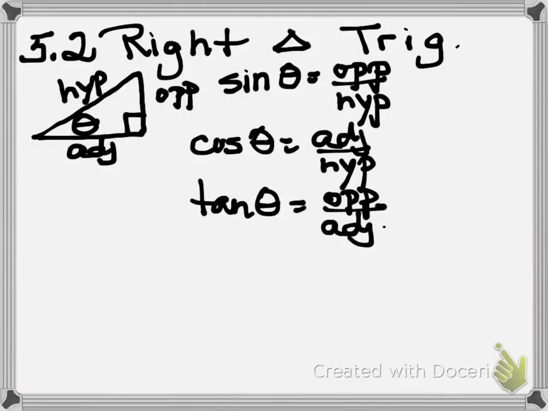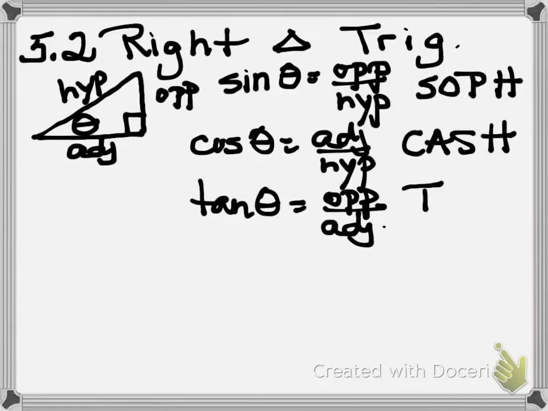Now maybe you've had ways of remembering each one of these over the years. If you don't have one, I can give you one here. 3 words that you might use here: soh, cah, and toa, of which the H, the H, and the A don't have anything to do with the problem. So sine is opposite over hypotenuse, cosine is adjacent over hypotenuse, and tangent is opposite over adjacent.